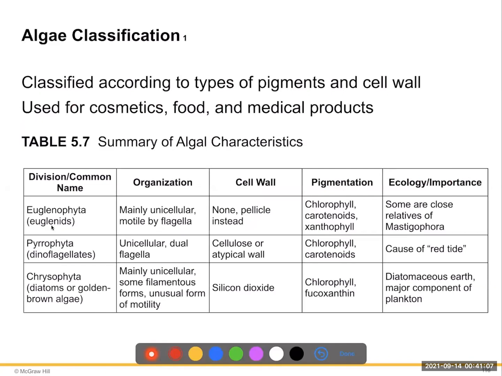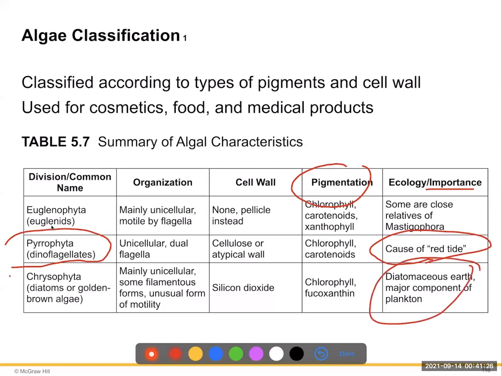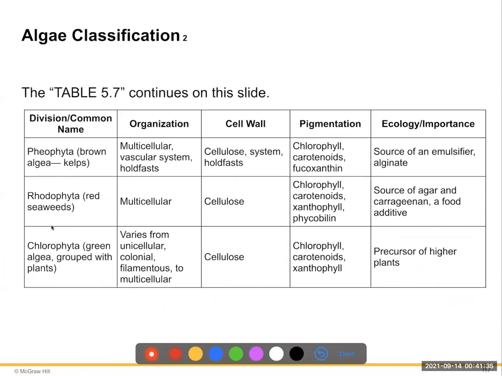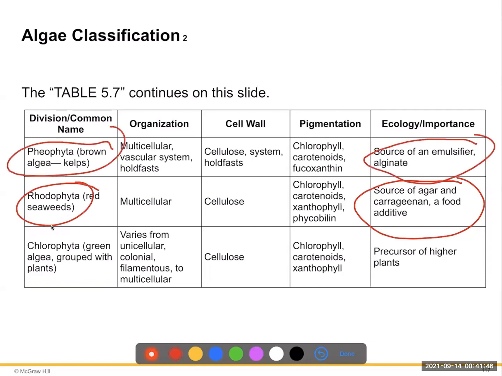These are some of the different common names, the cell wall, and the types of pigmentation they have for all the different algae, and the importance of each one. This is what causes red tide. Your dinoflagellates cause red tide. A major component of plankton is your diatoms, your golden brown algae. This is a food additive here, like red seaweeds, an emulsifier, alginate. This is your brown algae and kelp beds.